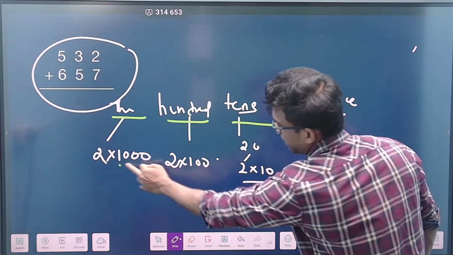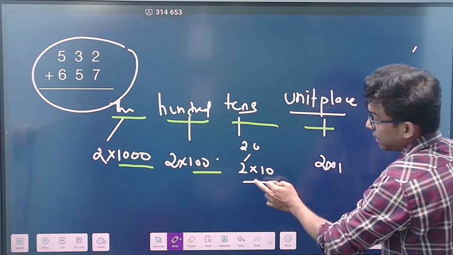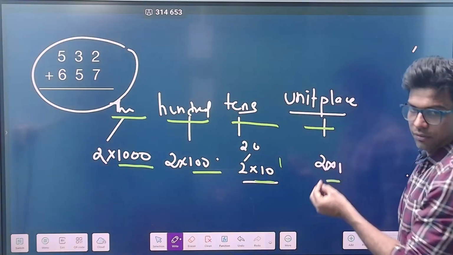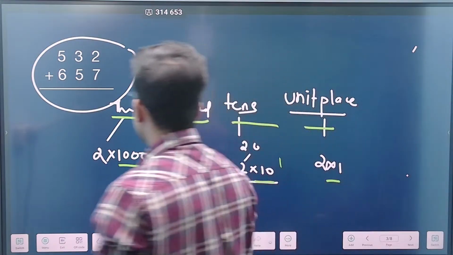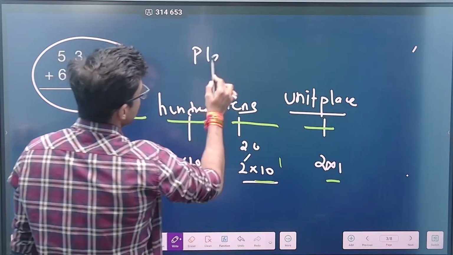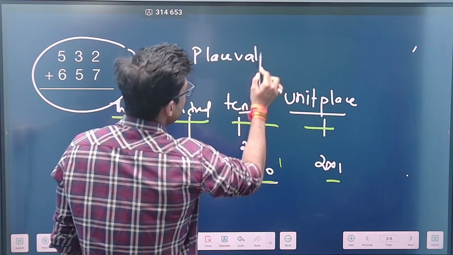So this is 10 to the power 3, this is 10 to the power 2, this is 10 to the power 1, and this is 1, correct? So you should slowly learn this point. This is called a place value. Now I will be using it.